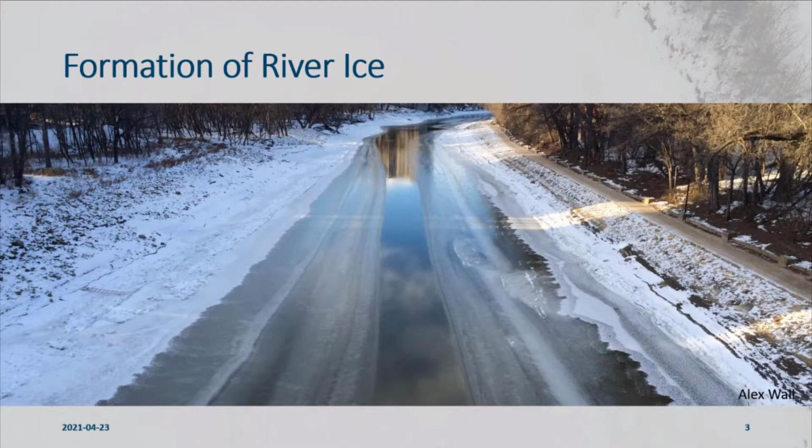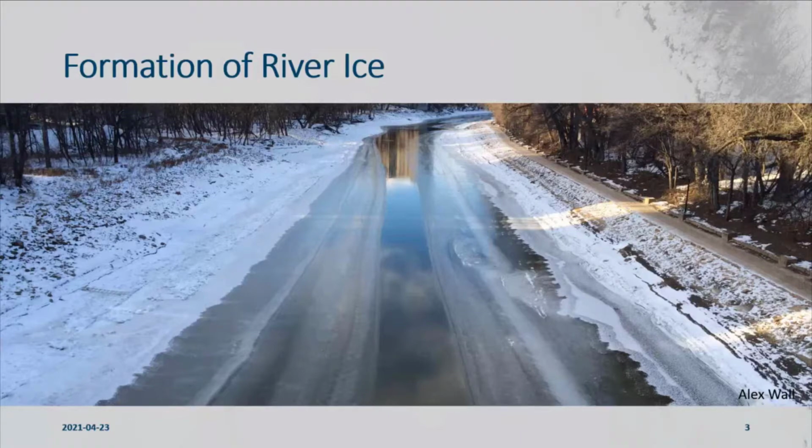But how does river ice form? So it all begins when the water reaches 0 degrees Celsius, and at that point, two types of ice commonly form. The first being border ice and the second being frazil ice. Border ice is formed in slower moving water, and it forms at the edges of the river on the banks and slowly encroaches towards the center.